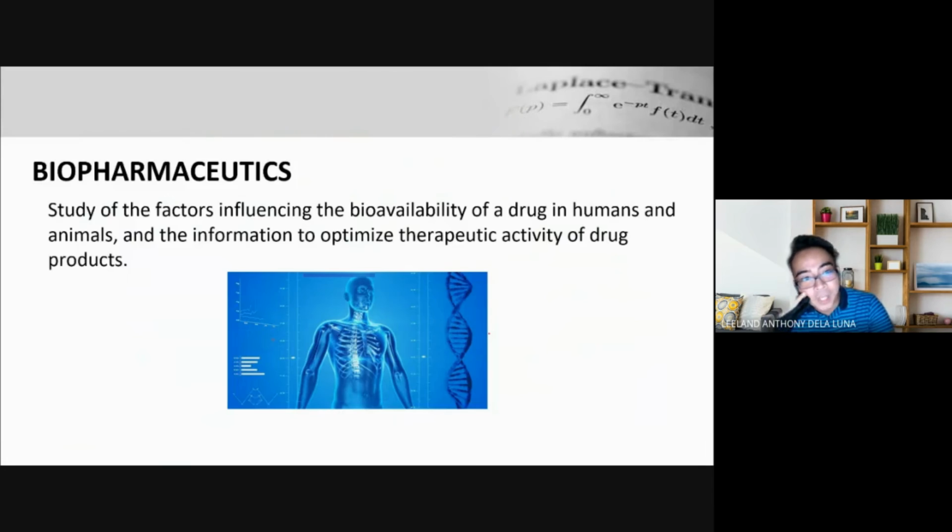Anyway, what about biopharmaceutics then? Biopharmaceutics, class, is directly related to physical pharmacy. It's the study of the factors. What are these factors?